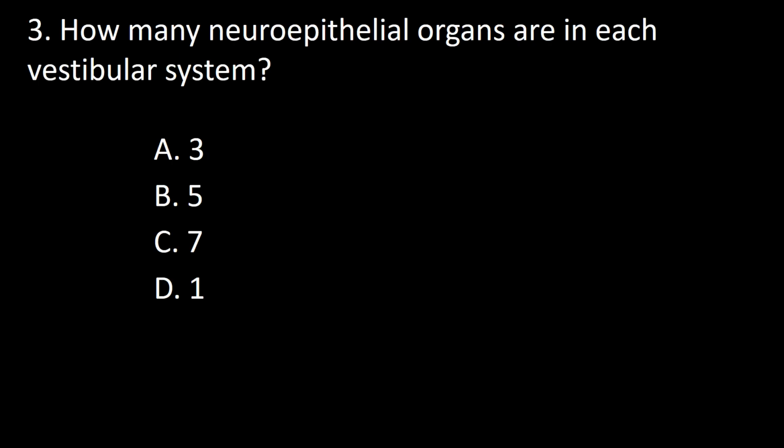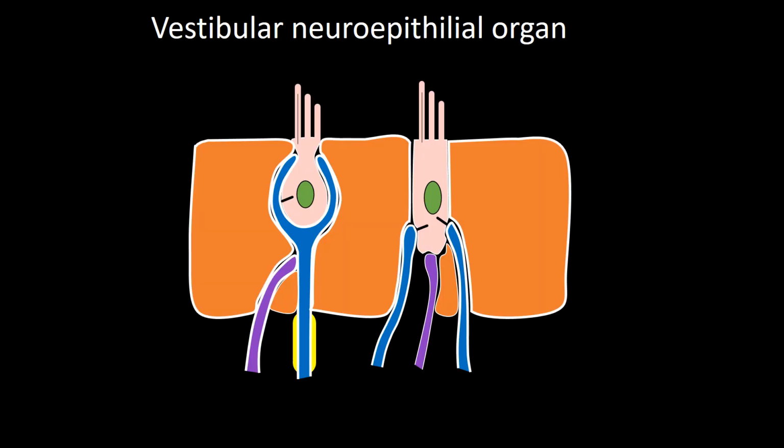Next question. How many neuroepithelial organs are in each vestibular system? A, 3; B, 5; C, 7; D, 1. The vestibular neuroepithelial organ consists of supportive cells and hair cells. These organs are found at a specific location in the vestibular apparatus.